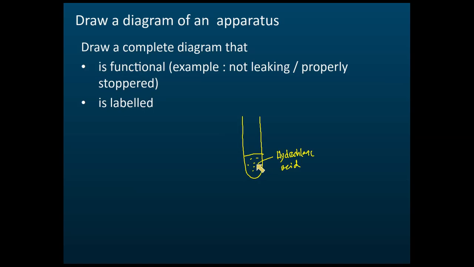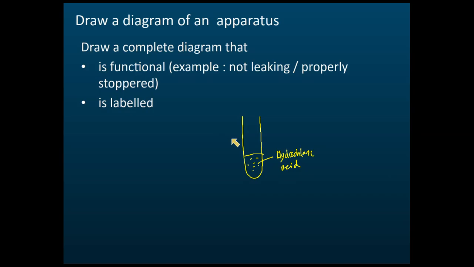Like test tube, glass tube, conical flask, round bottom flask, all those things you don't need to label. But if you're not sure, then try to label everything. But material usually you need to label.